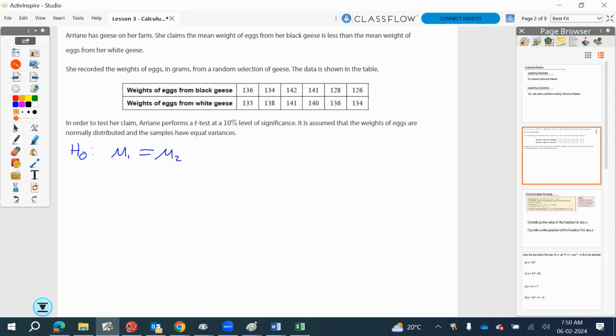So, in words, because that was the question, what is the null hypothesis? The population of. No, the population.